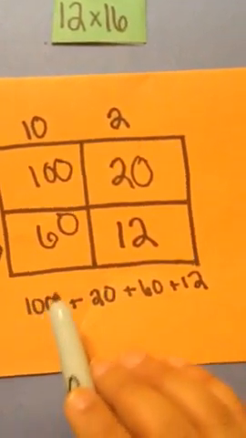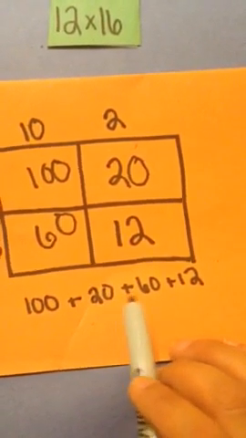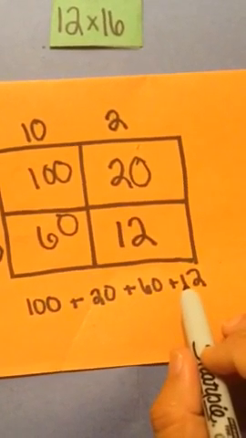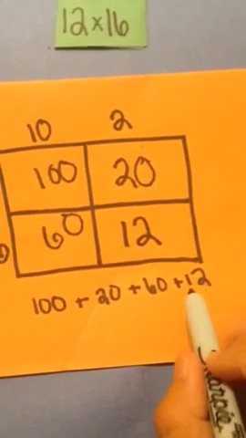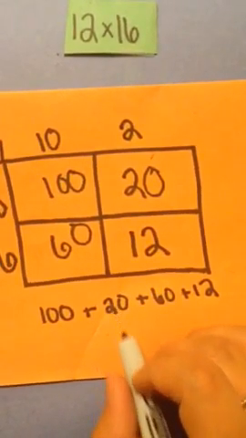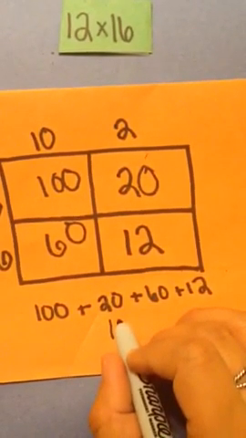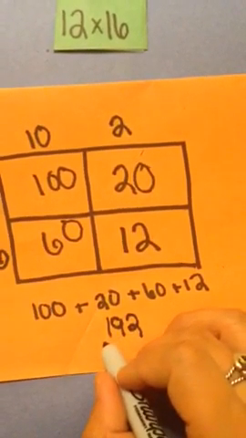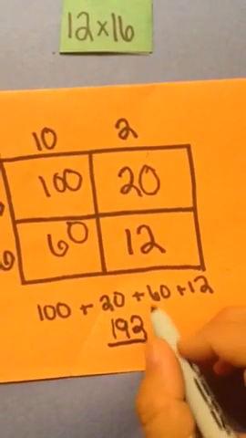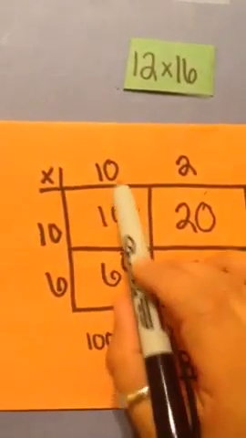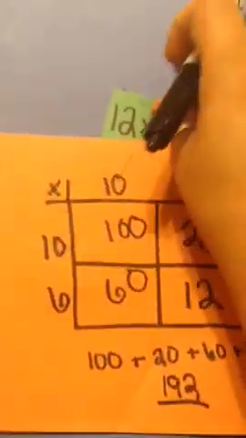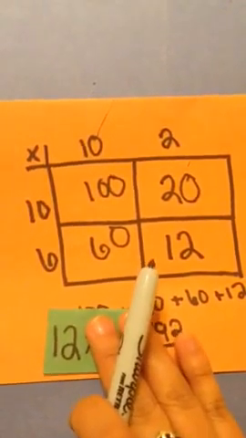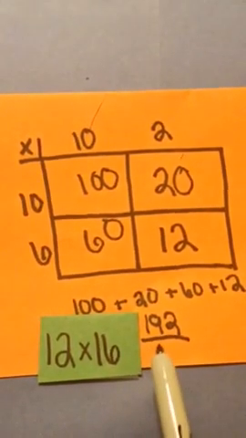So then it'll be 100, and then 20 plus 60 is 80, plus 12 is 92. So it's going to be 192 is your answer. So that means 12 times 16 is 192.